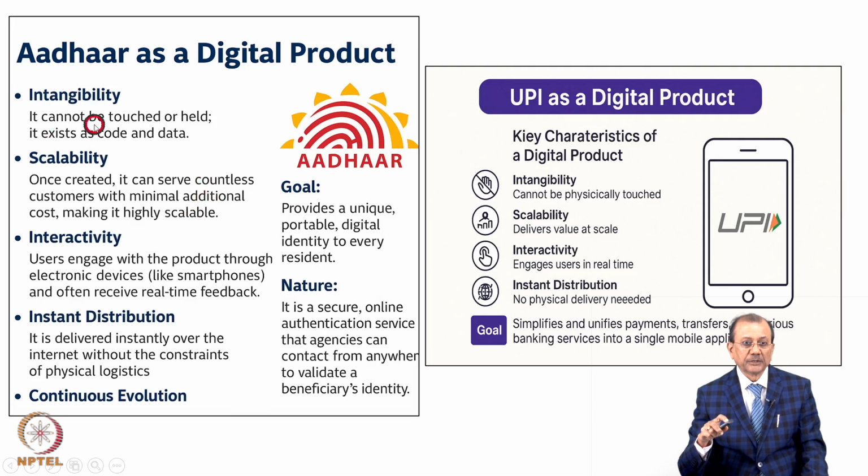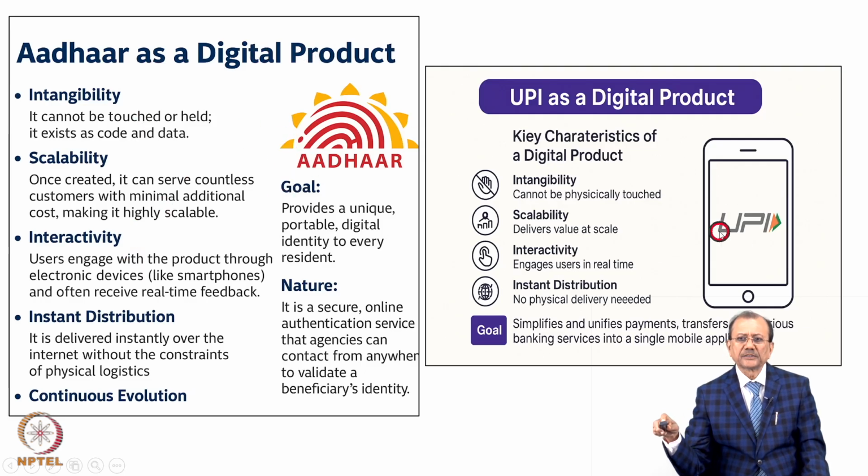So it is intangible, scalable, interactive, with instant distribution. It doesn't delay. It is available instantly, with multiple concurrent use. The same Aadhaar code can be used concurrently. It will not wait because, say, the bank is using it. So this is a good characteristic, a good explanation of a digital product. If somebody wants to know what a digital product is, Aadhaar is a good example.